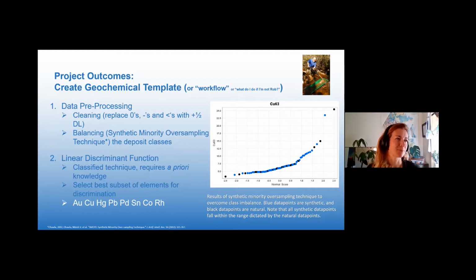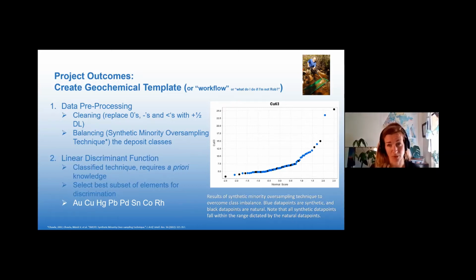The first pieces that I did in this workflow were some very routine data pre-processing steps, like cleaning, removing zeros and negatives and less than, replacing them with positive half detection limits, and then some balancing of the data. So when you're doing any machine learning techniques, it's very important to have balanced data sets, which means that each group or each category that you're working with has approximately equal number of observations.